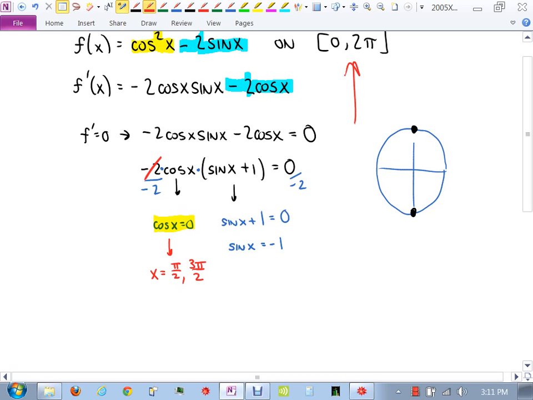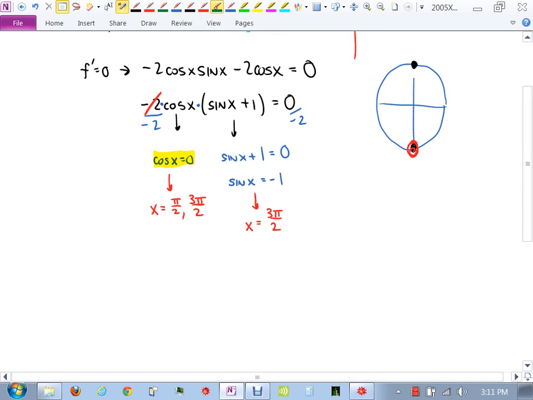When is sine x negative 1? Sine is the y coordinate, right? When is it? Down here, right? That's when your y coordinate's negative 1. But that's also 3 pi over 2, isn't it? Which I already had. Didn't I already have 3 pi over 2? Okay.